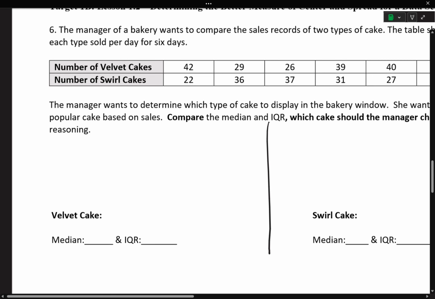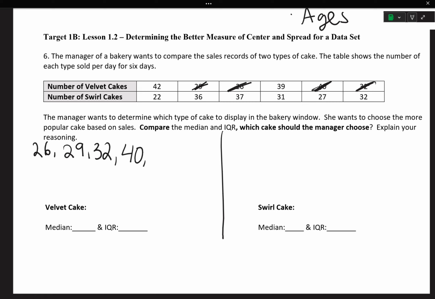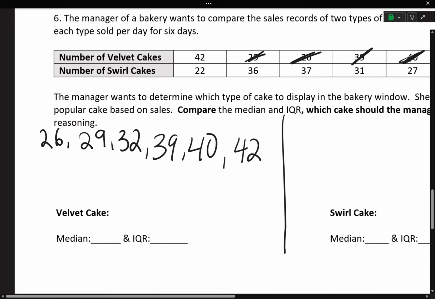Let's start with the velvet cakes. The first thing I need to do is write these numbers in order from smallest to largest. Okay, so first there's 26, then 29, then 32, then 40. I missed the 39. 39, then 40, and then 42. Okay, first let's find the median.